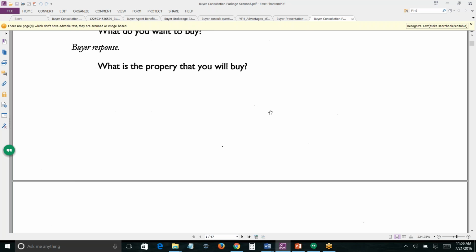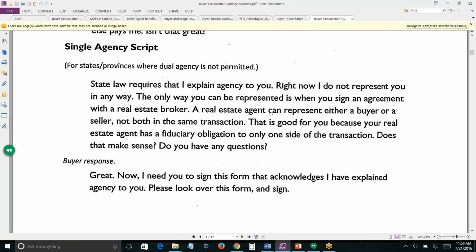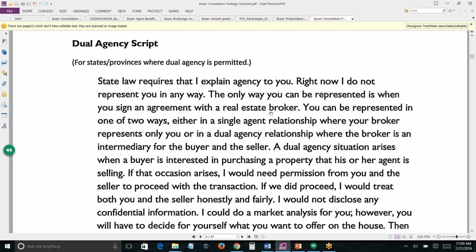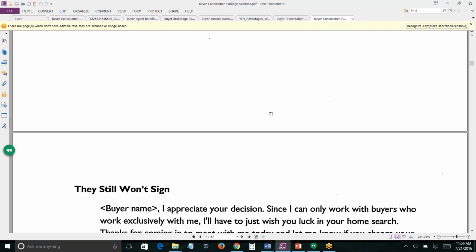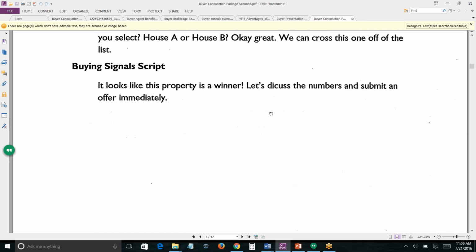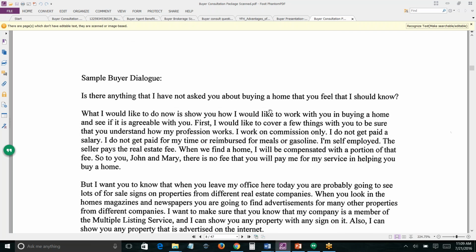One of the things that I've included, and I'm going to skip a little bit further, there's some stuff here about agency and dual agency and all of that, and buyer agency agreement, and what happens if they don't sign. So what I'm doing at the beginning is going through what is in your packet.